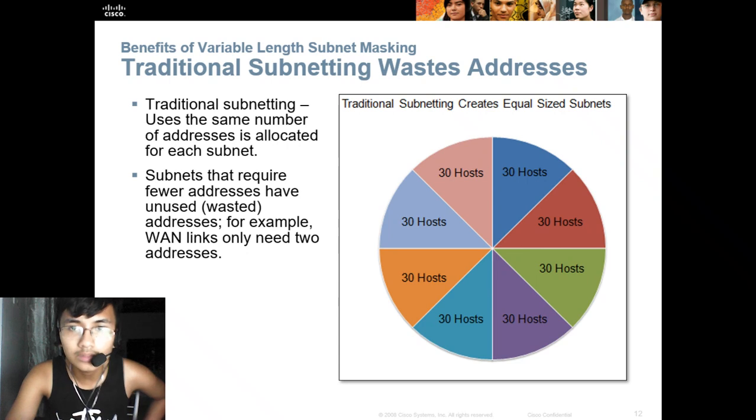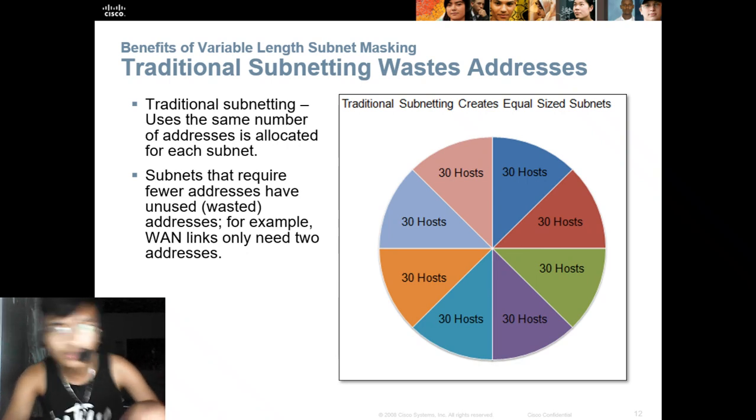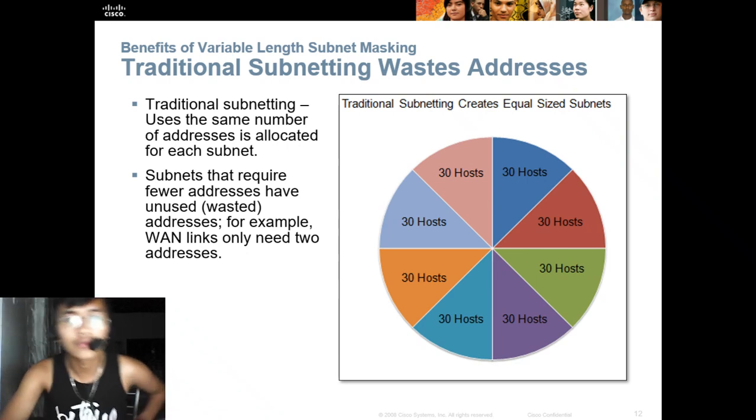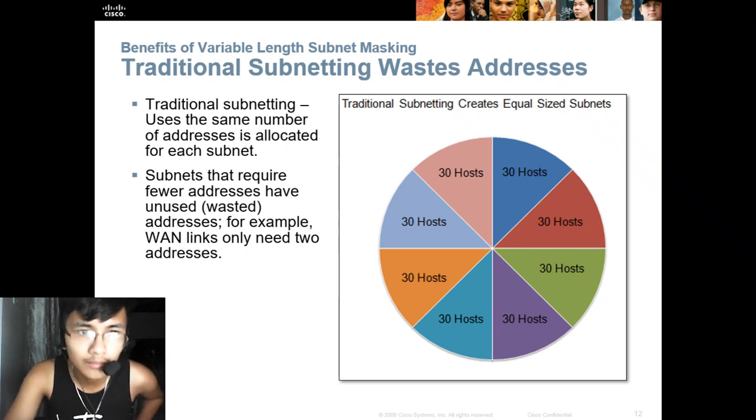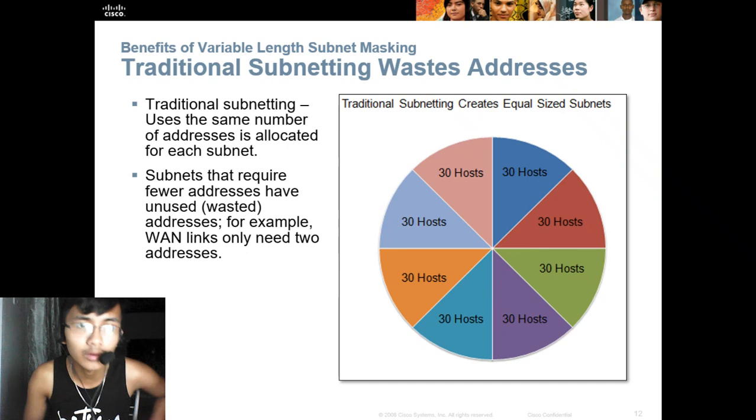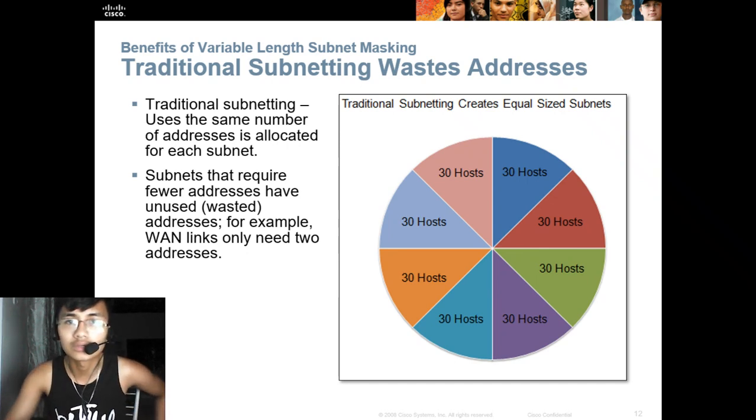Traditional subnetting wastes addresses. Traditional subnetting uses the same number of addresses as allocated for each subnet. Subnets that require fewer addresses have unused wasted addresses. For example, some links only need 2 addresses.